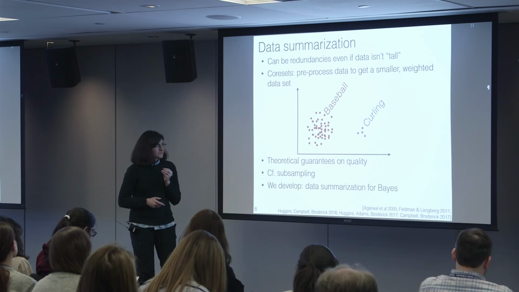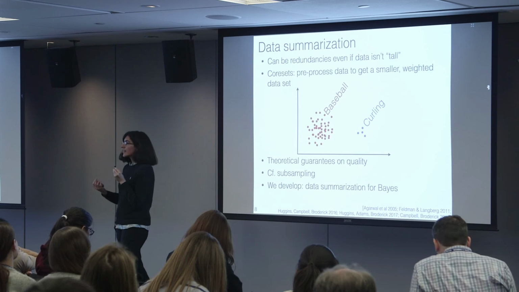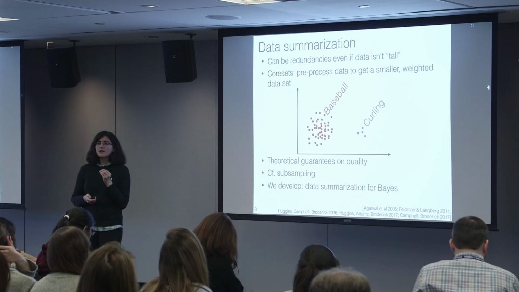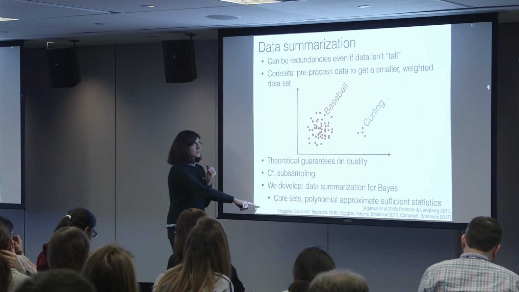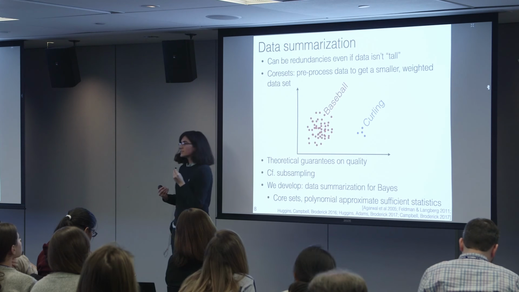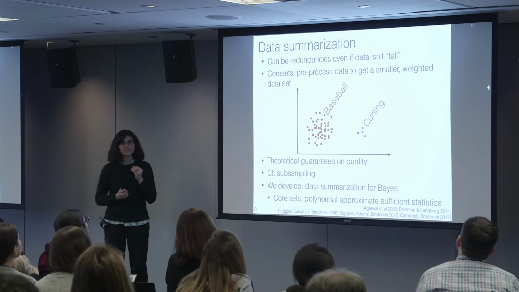What can I do? So we developed these data summarization methods as a more subtle, more careful way of getting at data summarization for Bayesian inference. In particular, we look at two methods. One is this core sets method that I described. Another one builds on a very old and useful idea from statistics called sufficient statistics.